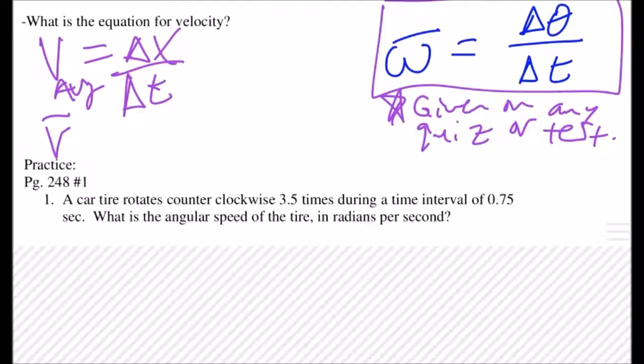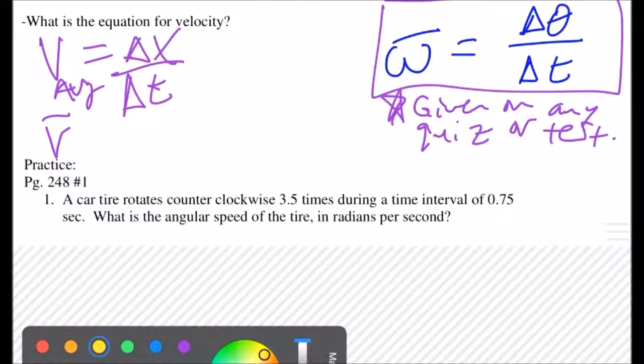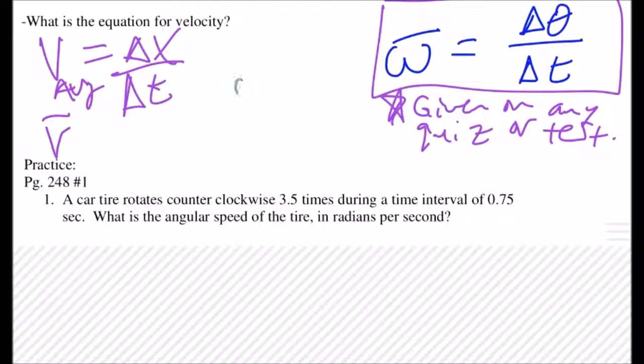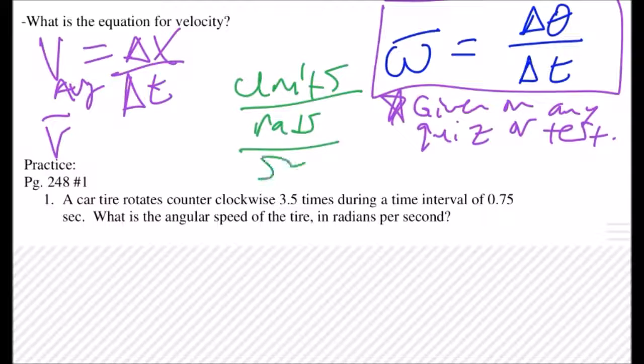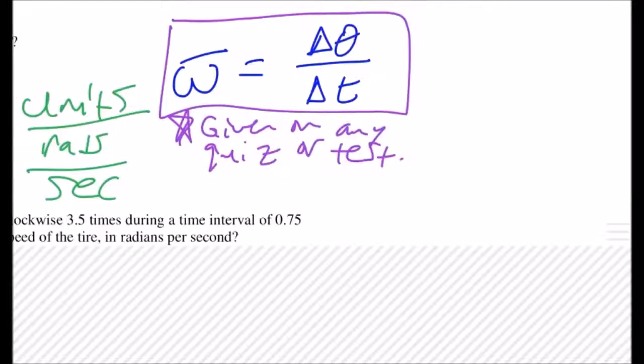Now let's see if we can come up with the units for this. What units do you have for theta, or angular displacement? Radians. And what units do you have for time? Seconds. So then the unit for angular velocity is going to be radians per second. Now that's not the only unit. You've got a whole bunch of different units that we can talk about.